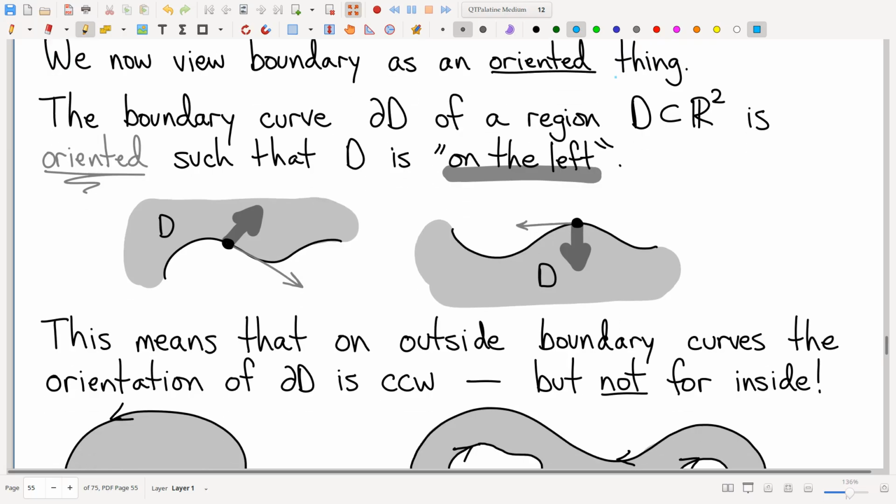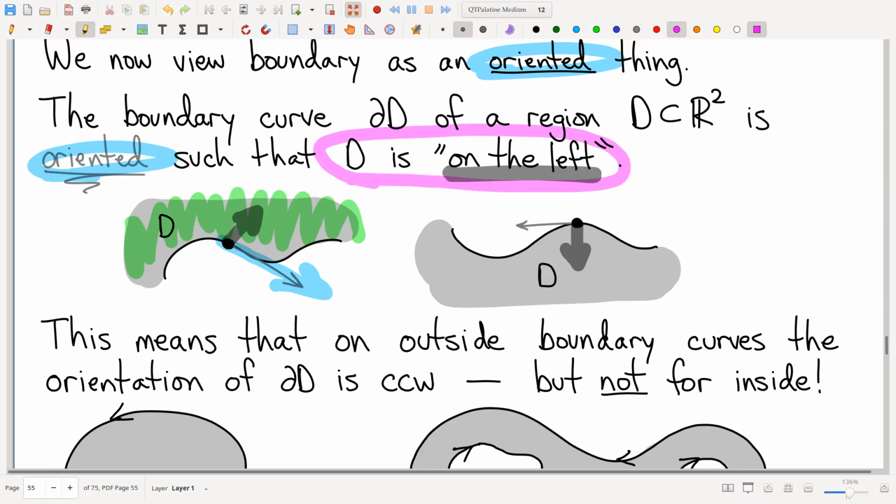Here's the convention. If you have some region, like so, the correct orientation, which is the correct direction along that boundary? The correct direction to go is the direction such that as you go that way, the region whose boundary you're talking about is on the left.